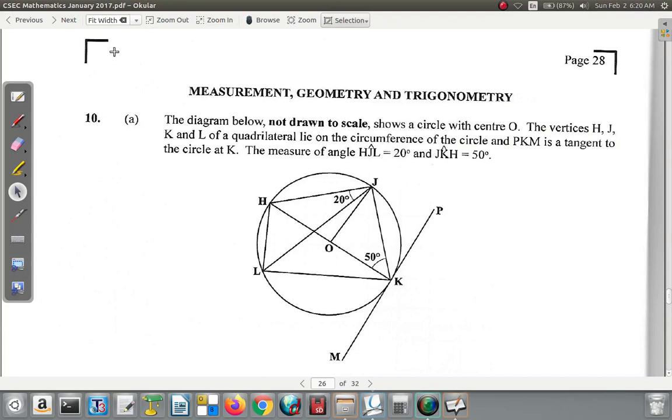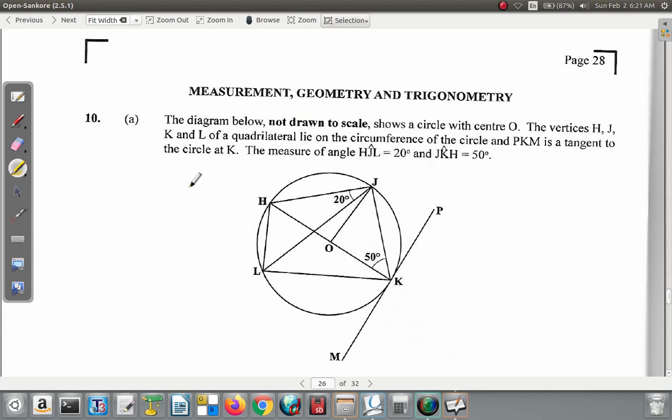We are at January 2017 CSEC Maths paper, question 10A, and the topic is measurement, geometry and trigonometry. The diagram below, not drawn to scale, shows a circle with center O. That's center O right here. The vertices H, J, K, and L of a quadrilateral lie on the circumference of the circle.